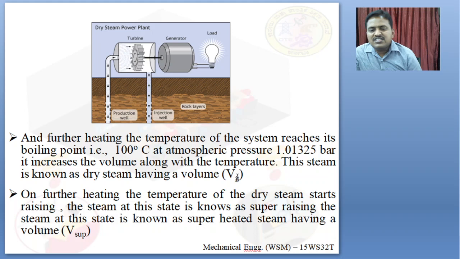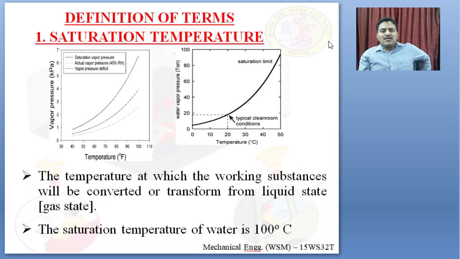The volume of dry steam is denoted by Vg, that is saturated steam. On further heating of this saturated or dry steam, you will get superheated steam, which is denoted by V sup. So Vf is the volume of wet steam, Vg means the volume of dry steam, and V sup means the volume of superheated steam. Let us see some of the terms.